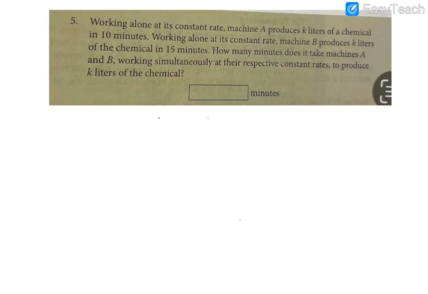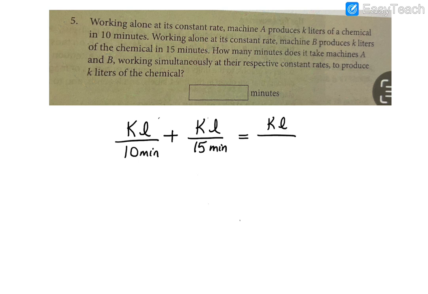Okay, on this next one, when you're dealing with work and looking at rates, when they tell you that machine A produces K liters in 10 minutes, then we say that its rate would be K liters over 10 minutes, and machine B produces K liters in 15 minutes. That would be its rate. And then it talks about if they work together. If they're working together, we're going to add their rates. And we're trying to figure out how long it's going to take them to produce the same K liters. We don't know that time, so we'll call that X minutes.